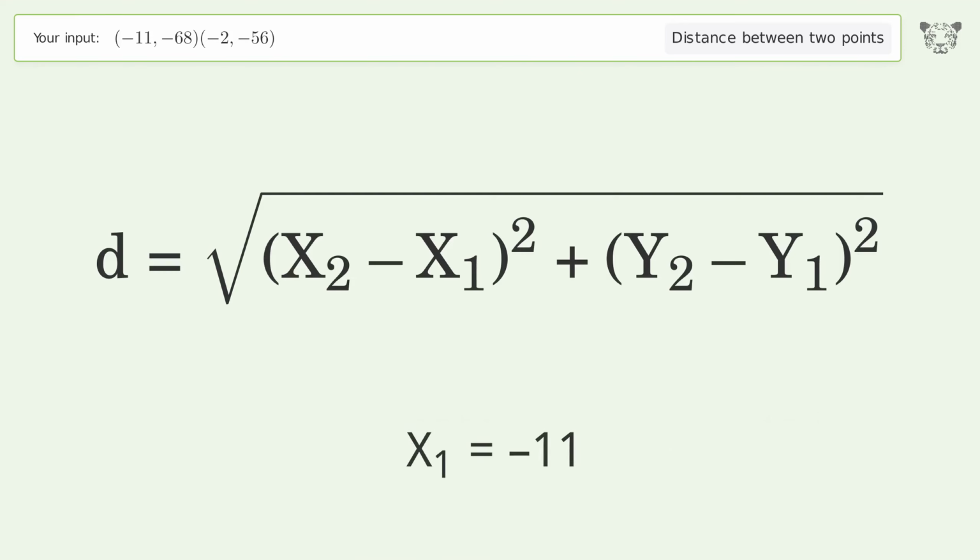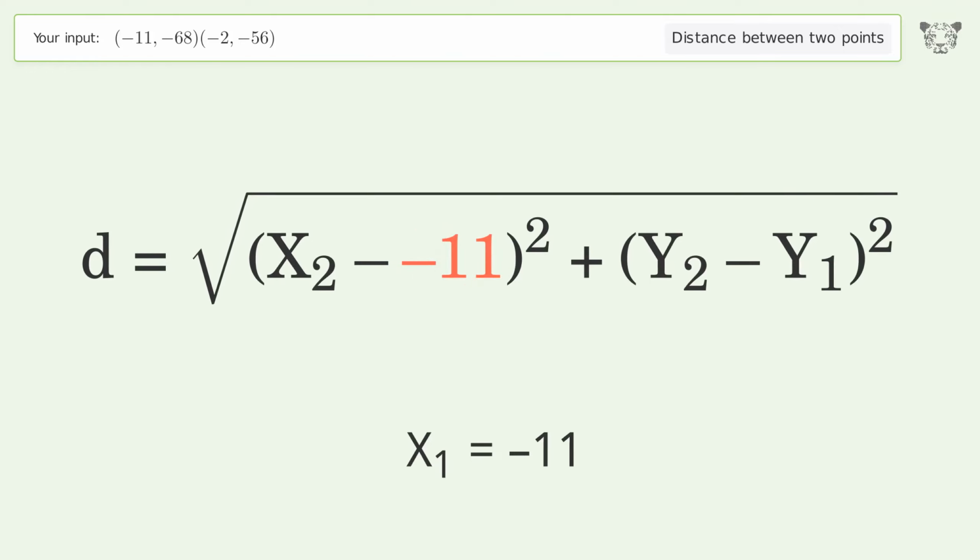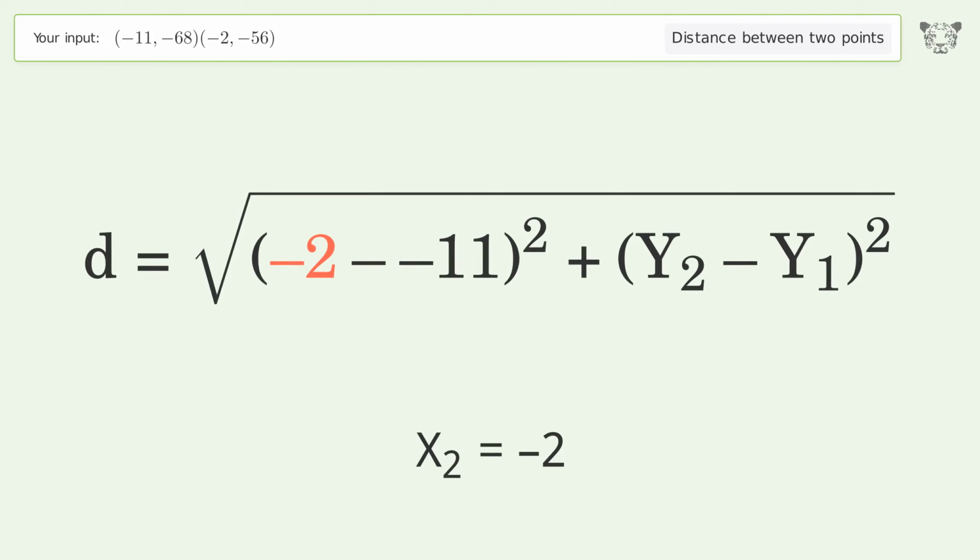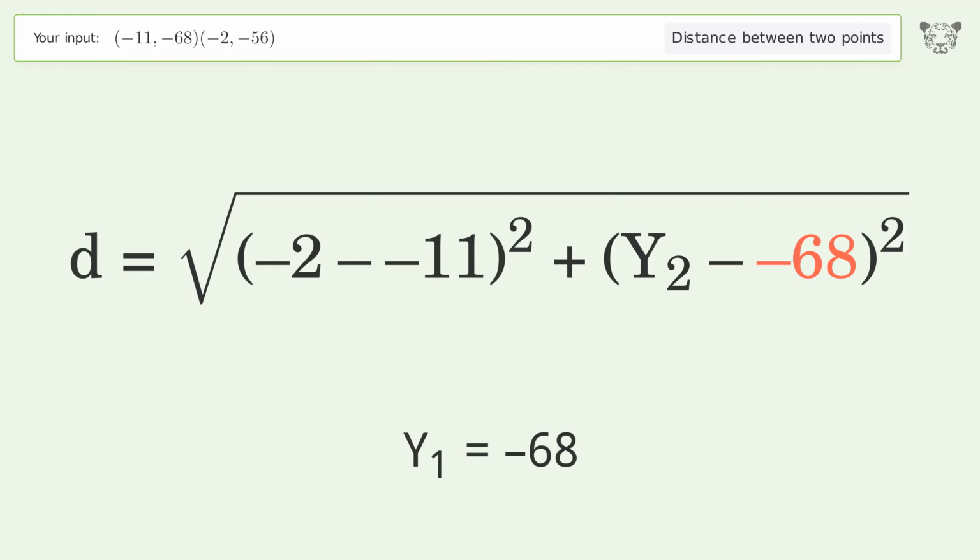x1 equals -11. x2 equals -2. y1 equals -68. y2 equals -56.